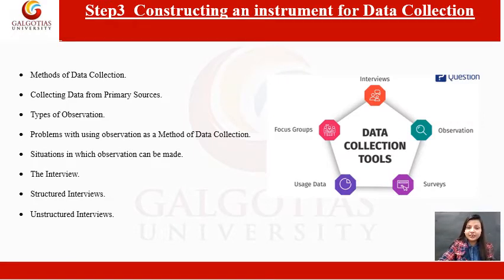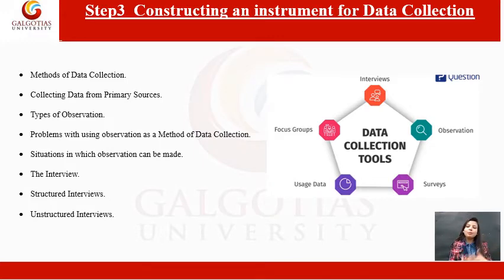Step 3 is constructing an instrument for data collection. The instrument you choose to collect the data will depend on the type of data you plan on collecting, that is qualitative or quantitative, and how you plan to collect it. A number of common data collection instruments are used in construction research: questionnaires, interviews, and so on. As you see in these data collection tools, there are interviews, observations, surveys, usage data, focus groups, and more.